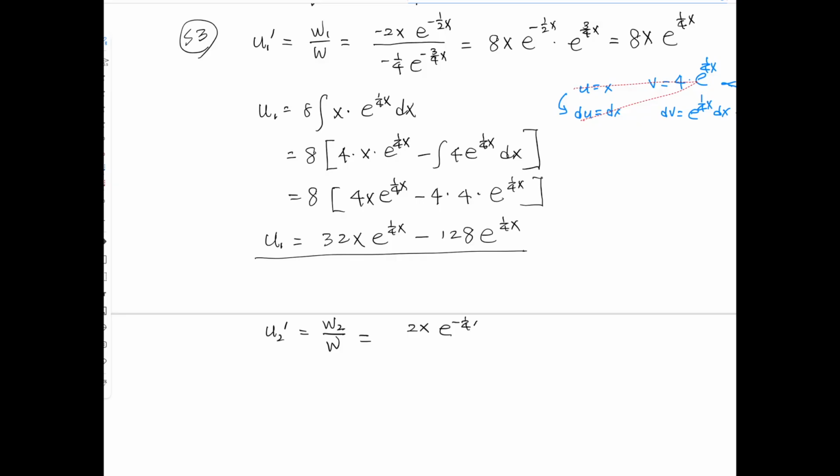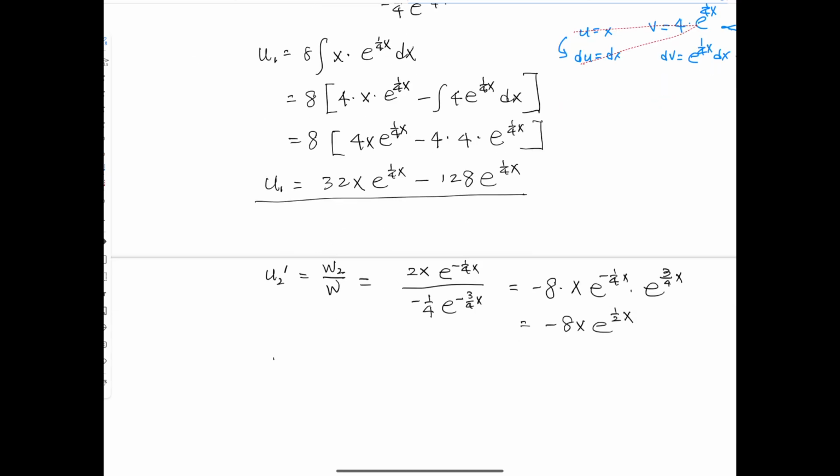Our u2 prime is w2 over w, and for w2 we had a positive 2x e to the negative 1 over 4x, and for w negative 1 over 4 e to the negative 3 over 4x. Similarly, we're going to combine numerator and denominator. So 2 over negative 1 over 4 is negative 8, times x e to the negative 1 over 4x times e to the positive 3 over 4x, because we had a negative 3 over 4 in the denominator. When you bring it up, you need to change the sign. And that is negative 8x e to the power of positive 1 over 2x.